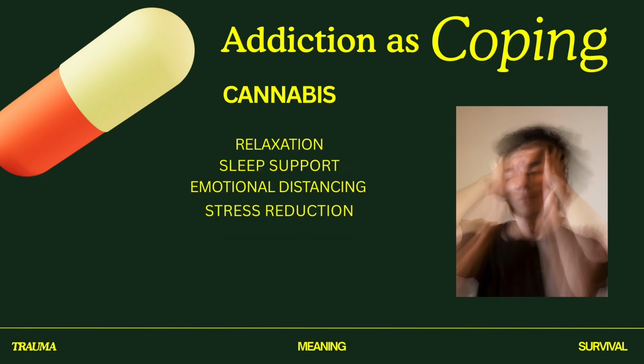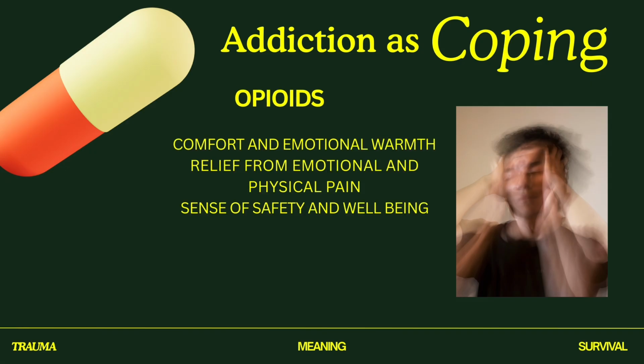Next one is cannabis. Cannabis can give relaxation, can be a sleep support for emotional distancing, and stress reduction. Cannabis can dampen emotional intensity and slow racing thoughts. This is frequently used by people dealing with anxiety, insomnia, or people with overwhelming emotions, or some who has difficulty switching off. We also have opioids.